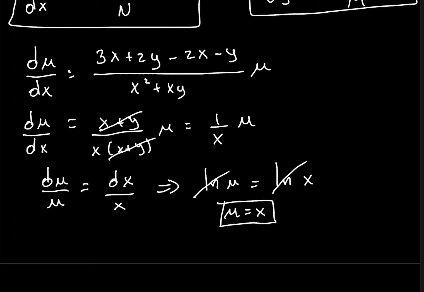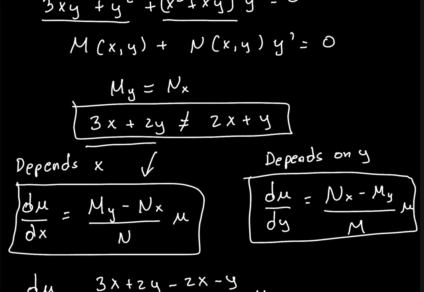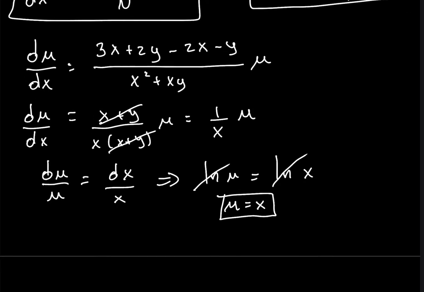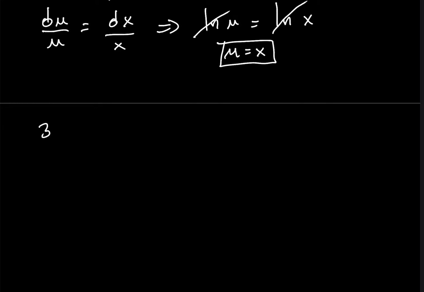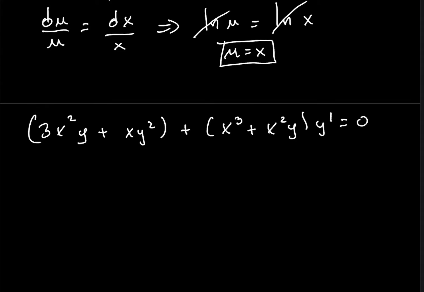So now the next step will be to multiply this mu by my original equation. So this was my original equation. Let me put it in a rectangle. Now we're gonna multiply that by x. So we will have 3x squared y plus xy squared plus x cubed plus x squared y prime equal to 0. So we multiply our original equation by the mu function that we just found.